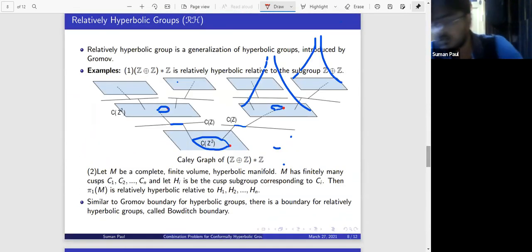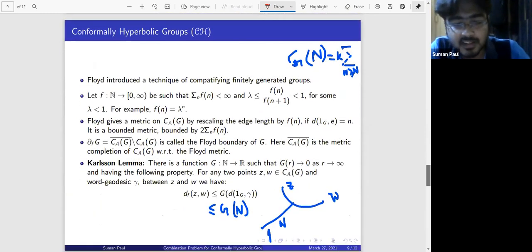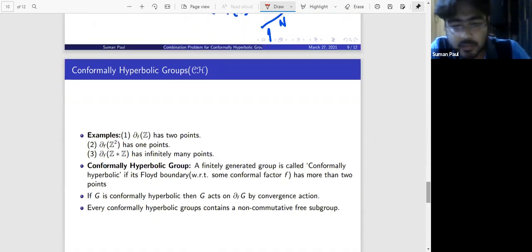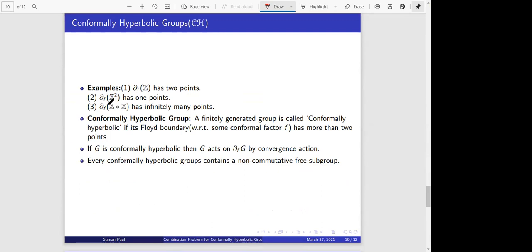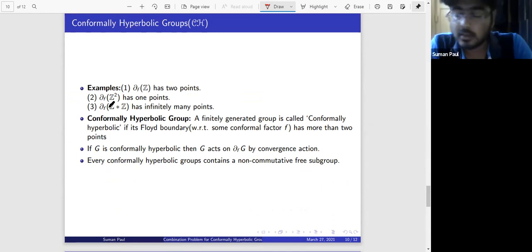Okay, so it's too long, I think. I will briefly mention what a conformally hyperbolic group is. Also the Floyd boundary of a hyperbolic group has infinitely many points. As we have seen, it will be a Cantor set, same as the Gromov boundary. Now, what is a conformally hyperbolic group? A finitely generated group is called conformally hyperbolic if its Floyd boundary has more than 2 points.